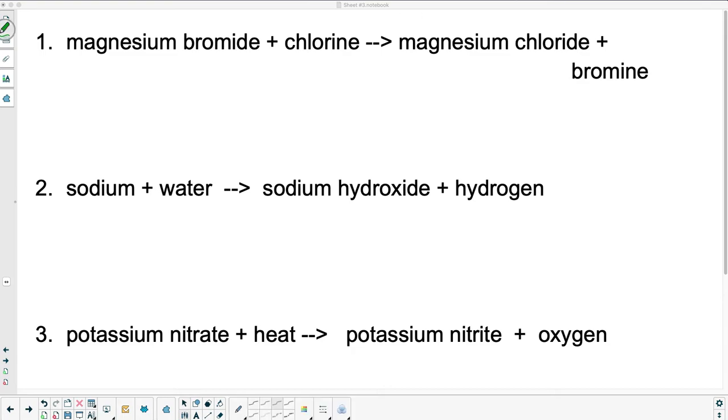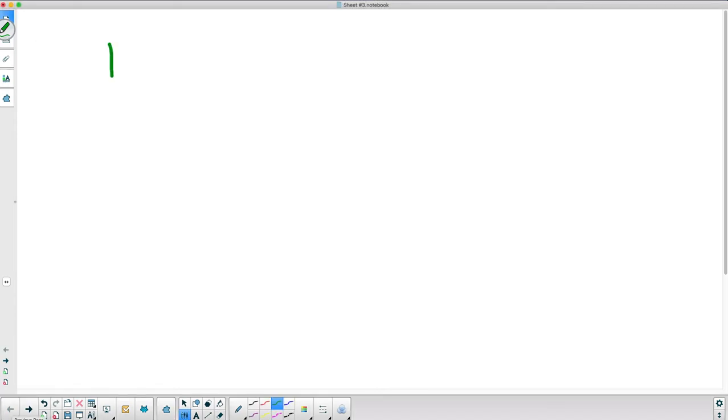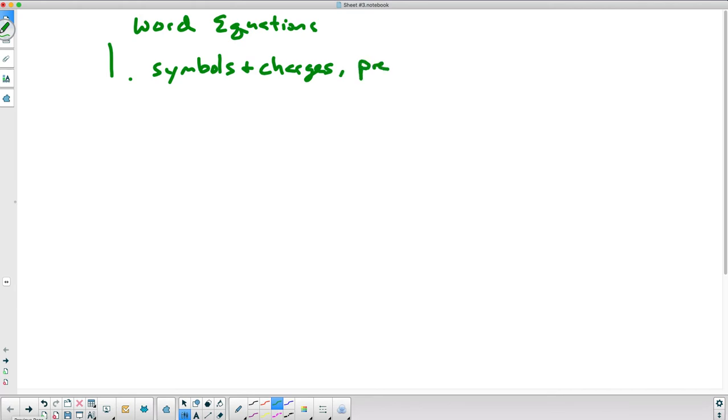First of all, before we get started, let's take a look at our 3 steps. You should have seen them in the notes in the assignment. The description of the assignment has the 3 steps for what we call word equations. And the 3 steps are this. Step number 1, symbols and charges, if it's an ionic compound. Prefixes, if it's a covalent compound.